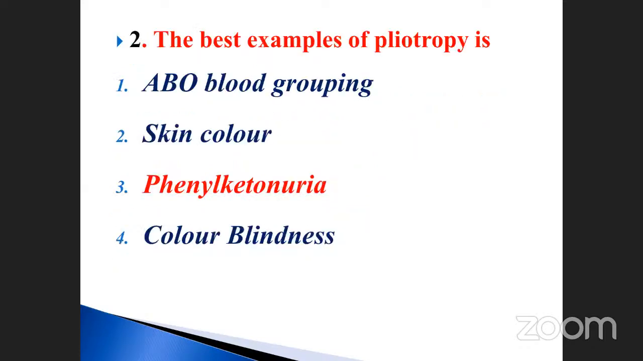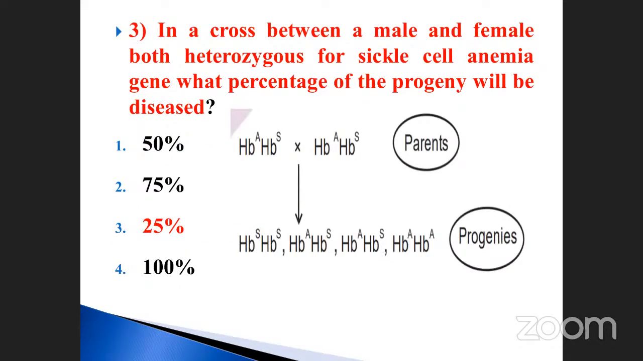What about the next one? The best examples of polyploidy. The ABO blood grouping is not it, because it comes under the heading of multiple alleles. Skin colors, phenylketonuria. Phenylketonuria is an example of pleiotropy. Okay, so go to the next one; I will explain it in depth. In a cross between a male and a female, both heterozygous for sickle cell anemia.